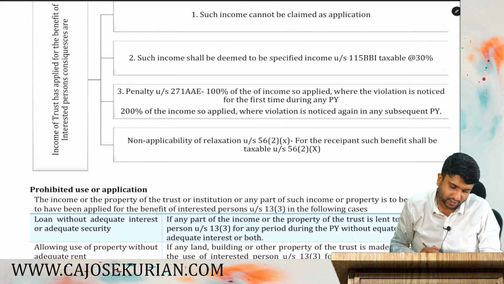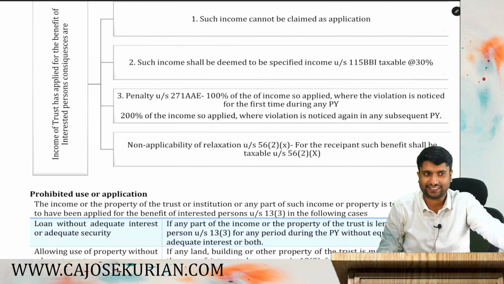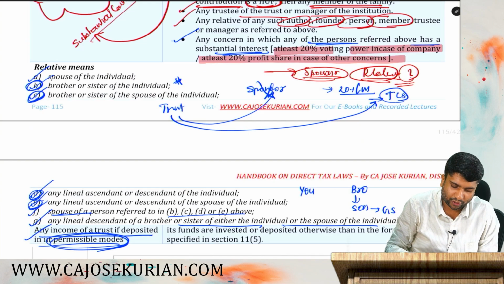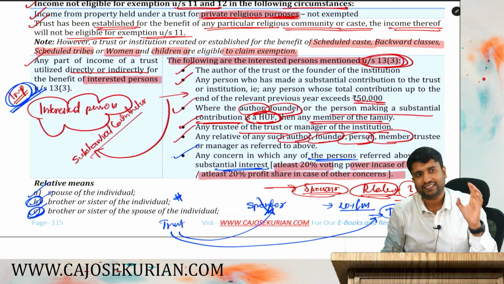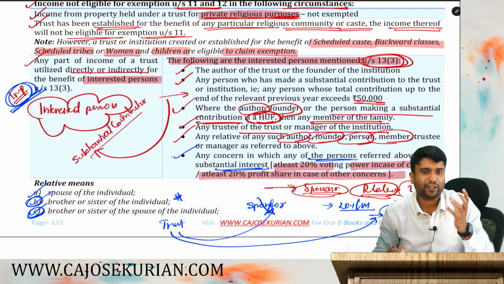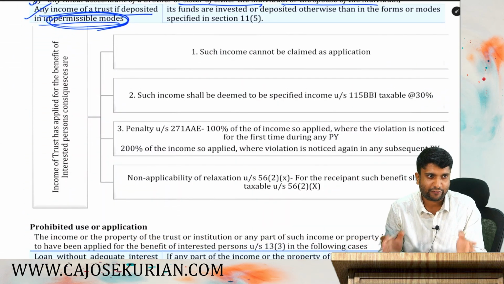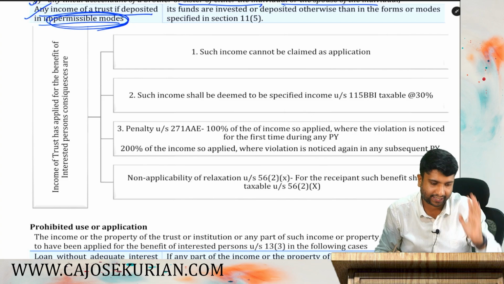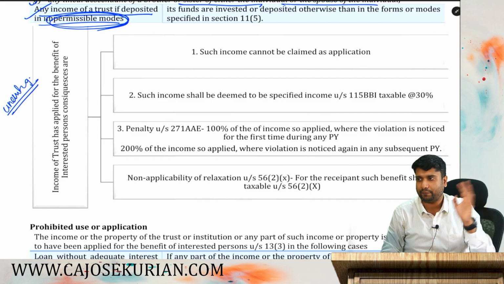Listen. Income of a trust applied for the benefit of an interested person. Consequences are, so please listen. I've told you this interested person is an important thing. If a trust is applying its amount for the benefit of an interested person, what exactly are the consequences? This is not a separate section. I've created a flowchart for better understanding. This is only for the understanding of students. This is not a separate section or a separate paragraph.